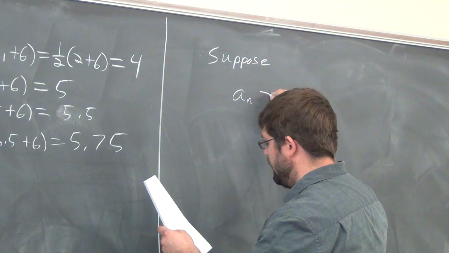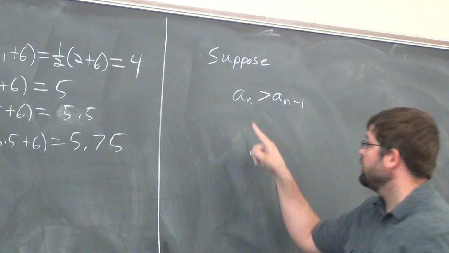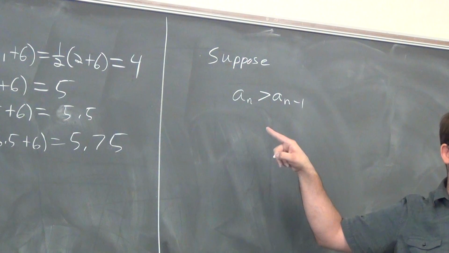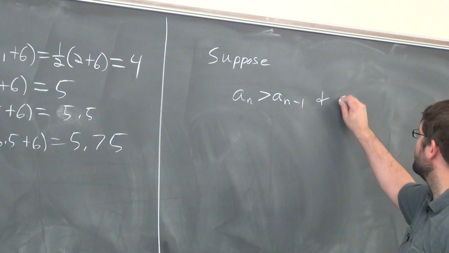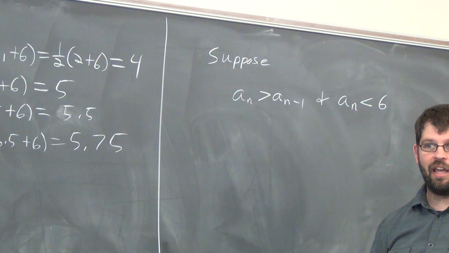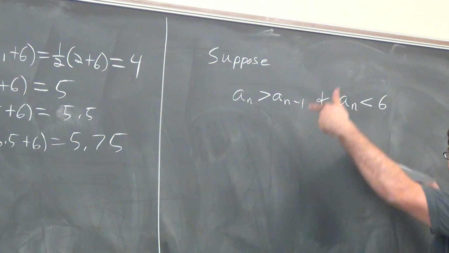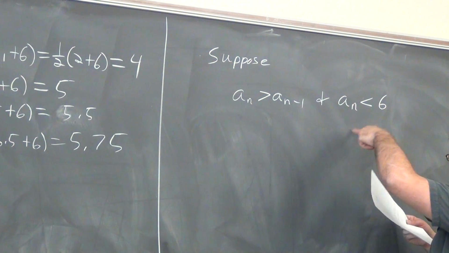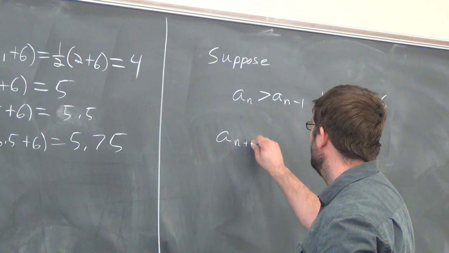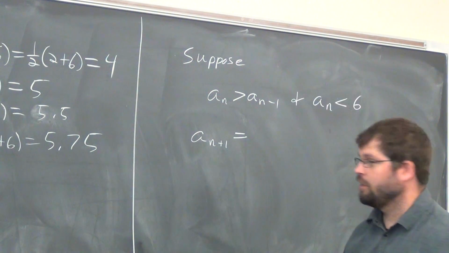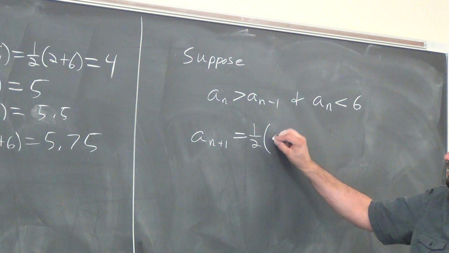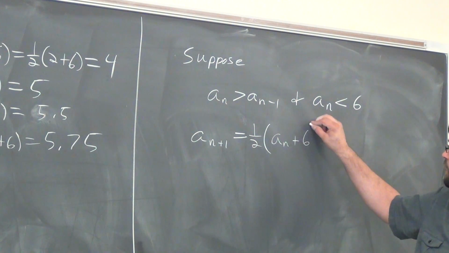a sub n is greater than a sub n minus 1. That means it was increasing, right? Between these two terms, we want to show that it keeps increasing. And suppose that a sub n was less than 6. I want to show that a sub n plus 1 now has both of these properties, the increasing property and the less than 6. So, let me just do this. A sub n plus 1, what is it by definition? 1/2 of a sub n plus 6.